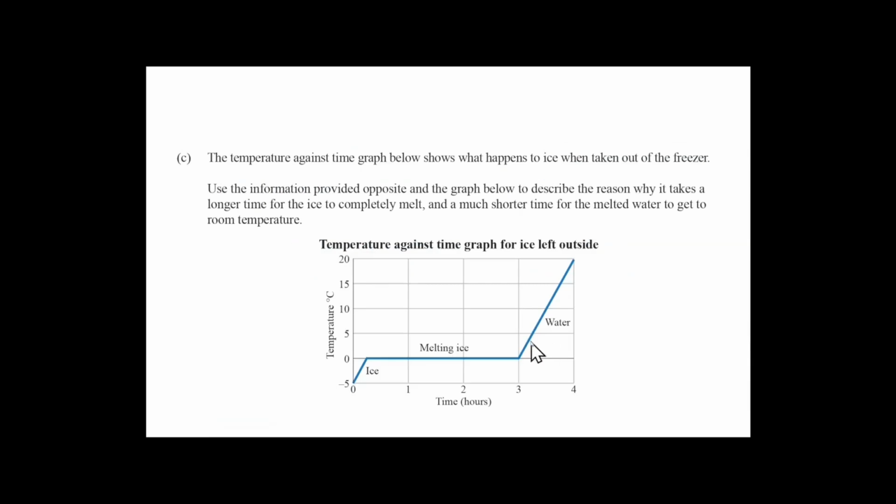The temperature against time graph below shows what happens to ice when ice is taken out of the freezer. So use the information provided opposite and the graph below to describe the reason why it takes a longer time to turn from ice to water, essentially. On this axis here, we have the time, and this is going to be the thermal energy.